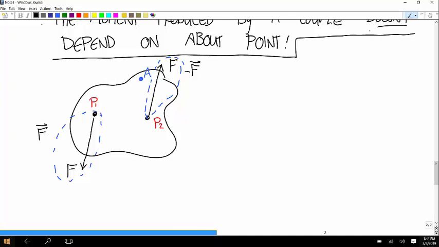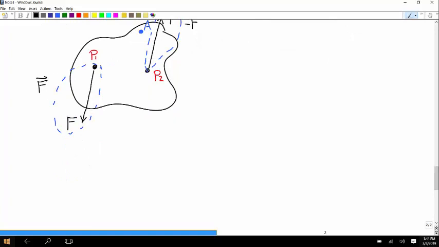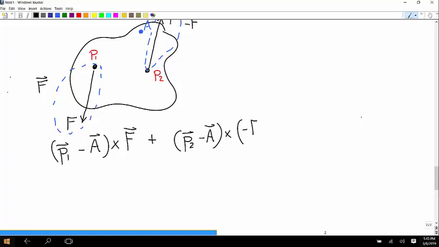Okay, so the moment produced by F is the row vector times F. The row vector here would be from A to P1. So that would be P1 minus A, the coordinates of those two things, crossed with F. And the moment produced by the other one would be the quantity P2 minus A crossed with that force, negative F.